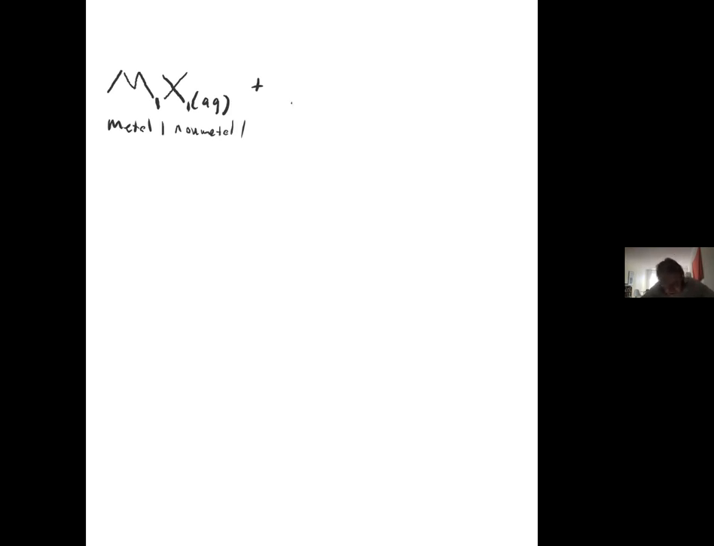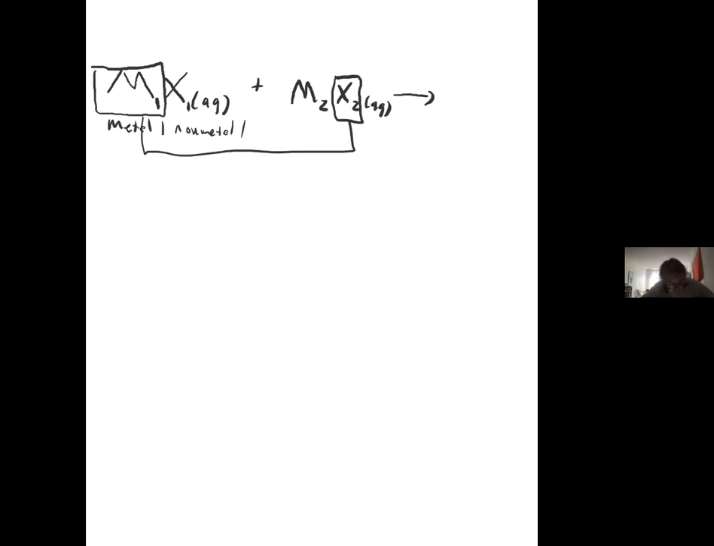Now you got a second metal, M2, and then a second non-metal, X2. Okay. A double displacement is this. The metal or the cation, because it's not always a metal, right? Ammonium is not a metal. That one will combine with this one. So I'll box them off. Those two combine with each other. Okay. So an example of this would be like, should I do Ag?